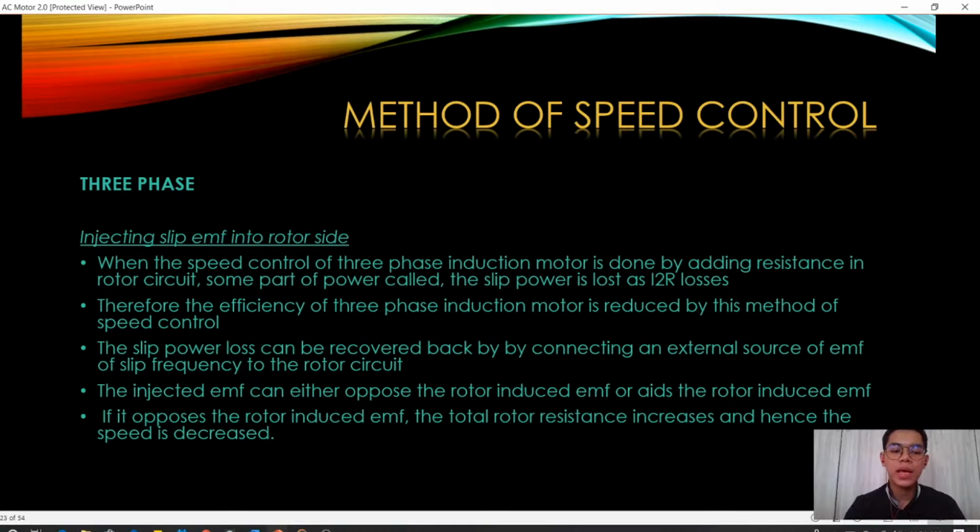Okay. If the injected EMF opposes the rotor-induced EMF, the total rotor resistance increases and hence the speed is decreased. If the injected EMF aids the rotor-induced EMF, the total resistance decreases and hence the speed is increased. Okay, it is inversely proportional, and I will give it in a simpler form: if the injected EMF opposes the induced EMF, the rotor resistance increases, speed decreases. If the injected EMF aids the rotor-induced EMF, total resistance decreases, speed increases.